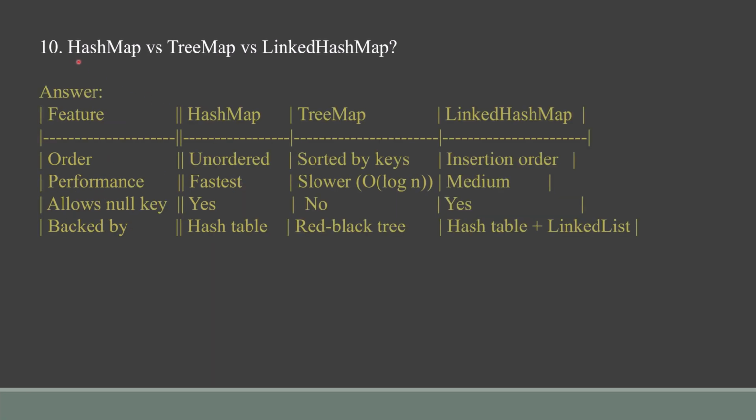Next question. Difference between HashMap, TreeMap and LinkedHashMap. So this is an important comparison. HashMap is fastest and unordered. TreeMap maintains a sorted order of keys but is slower. LinkedHashMap keeps insertion order, perfect when order matters. So we can choose based on our use cases.